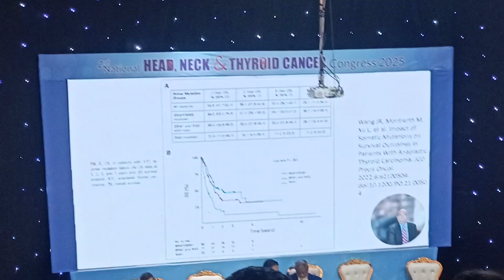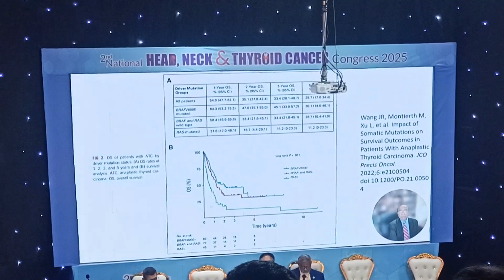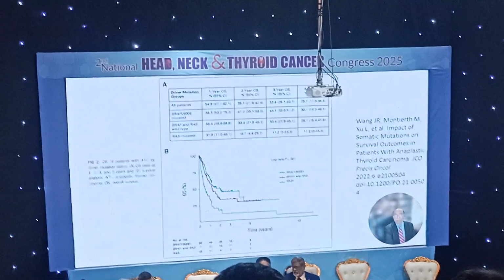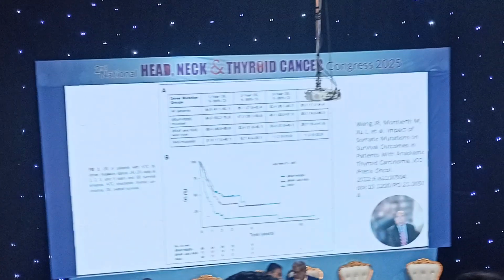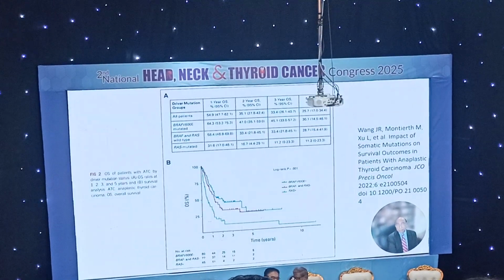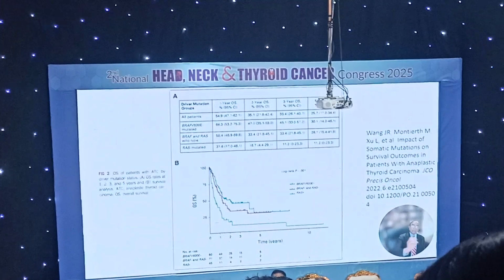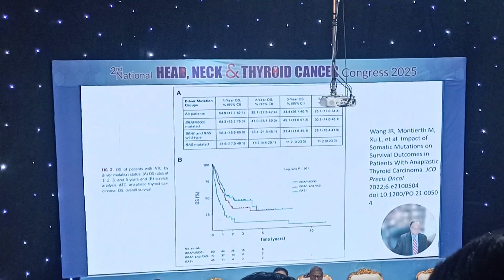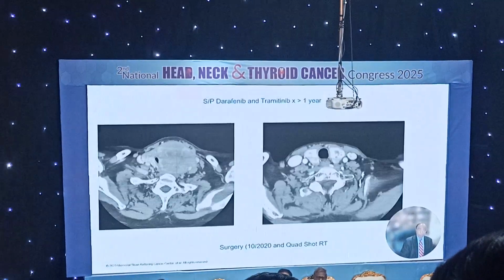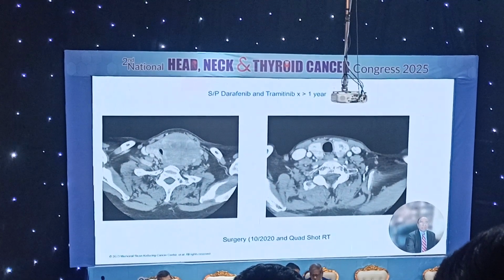Also, it is very interesting to notice the BRAF patients did remarkably well compared to RAS mutation here. This is the RAS and this is the BRAF. There is something with anaplastic thyroid cancer and BRAF mutation which gives the best results. And here is a classical example.